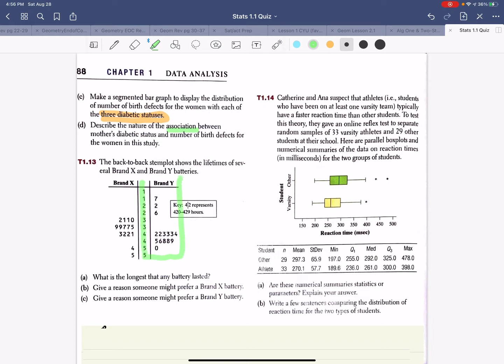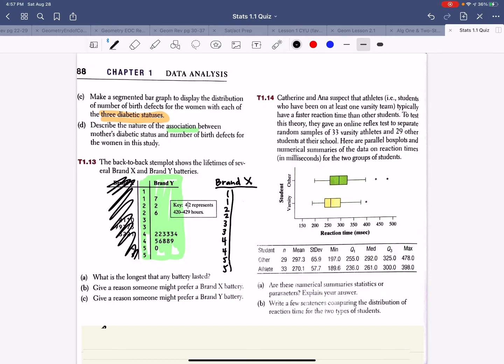So we want to think of this as a regular stem and leaf plot, right? And it looks like we're looking at brands of batteries, and imagine that this is not here. This is brand Y, okay? And this is brand X, right? Same stem and leaf plot, 1, 1, 2, 2. Ooh, this is a split stem, 4, 4, 5, 5. We learned about that, a split stem, right?